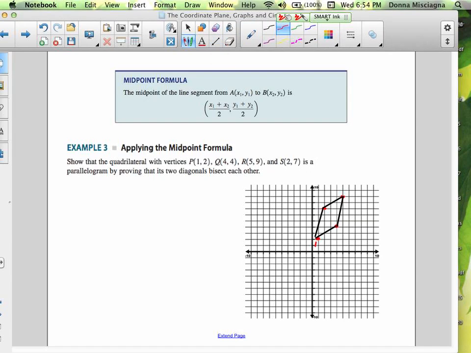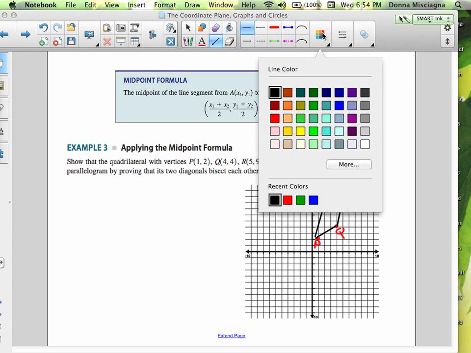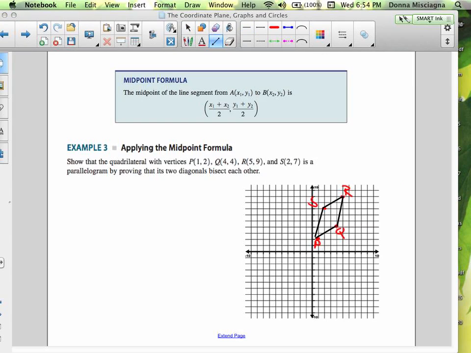This is P, Q, R, S. The diagonals go from one vertex to a non-adjacent vertex. Can I get a line and a color so you can actually see it? Yes. Okay. So that is a diagonal and that is a diagonal. So we want to find the midpoint of PR and the midpoint of SQ, the non-adjacents.